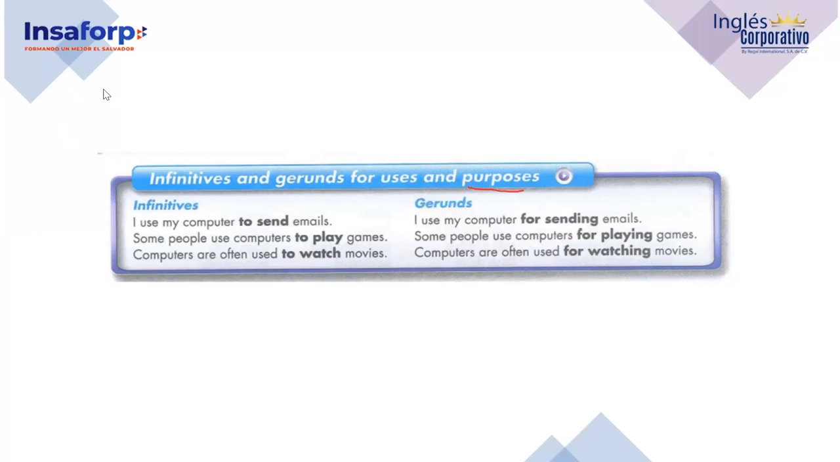I understand that after the word for, we are going to use ing, or gerunds. The use of infinitives and gerunds, I don't know if it is correct. That's quite correct. Very good. If you see this one, we have for, and after for we're going to use the ing. That means gerund, right? Very good.